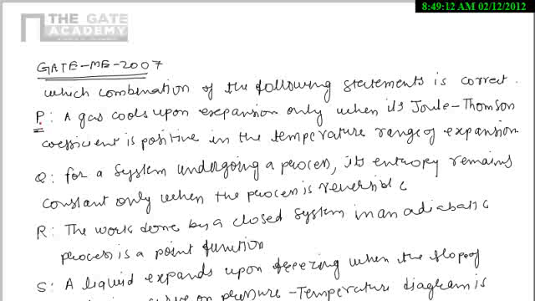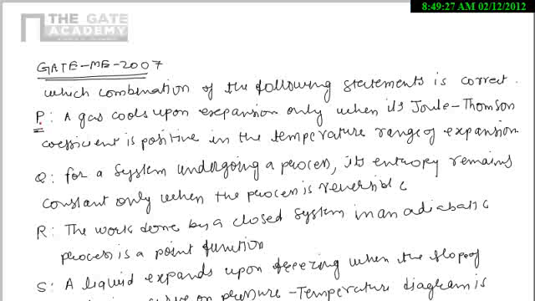Second statement, that is for a system undergoing a process, the entropy remains constant only when the process is reversible. We know for a reversible process the entropy will remain constant. So Q is also true.